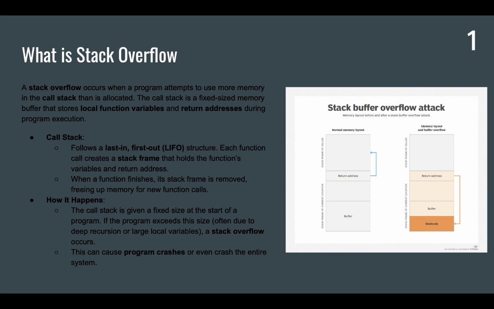The call stack uses a last in, first out memory architecture. Each function is assigned its own stack frame for storing variables and address data. When a function is called, its stack frame is pushed to the top of the call stack. The stack frame will be kept in memory until the function is finished executing. The stack frame is then removed from the stack, freeing up memory for the later stack frame.